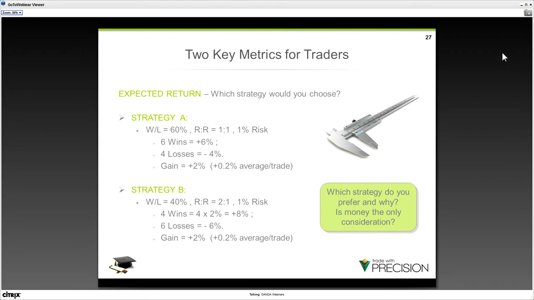Okay, so let me ask you guys a question here. Tell me, which strategy do you like and why? And is money necessarily the only consideration? So on an average of 10 trades, strategy A profits 2%, whereas strategy B also profits 2%. So it's kind of a dead heat. What would you guys do? Send me over your answer via the question box. Would you prefer to have strategy A or strategy B?